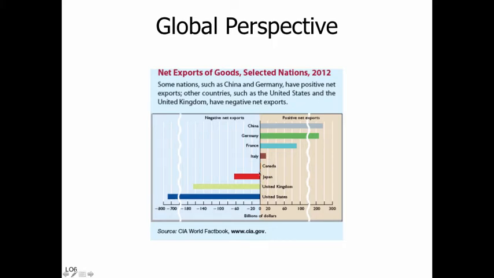And we have other countries such as Japan, the UK, and the US, which have a negative net export spending. So they're bringing in more imports than they are exporting. And you can see for the US, that's a significant number, about $750 billion in negative net export spending. About $750 billion spent more on imports than exports.